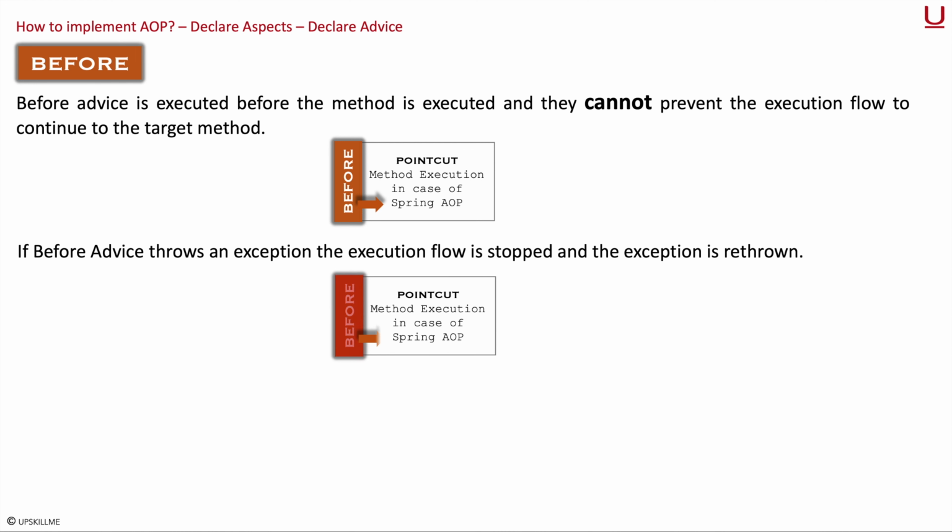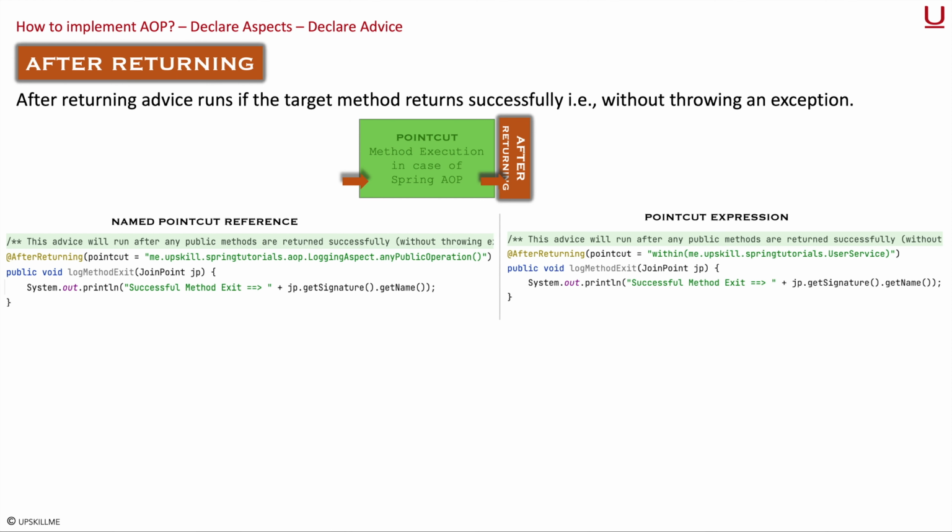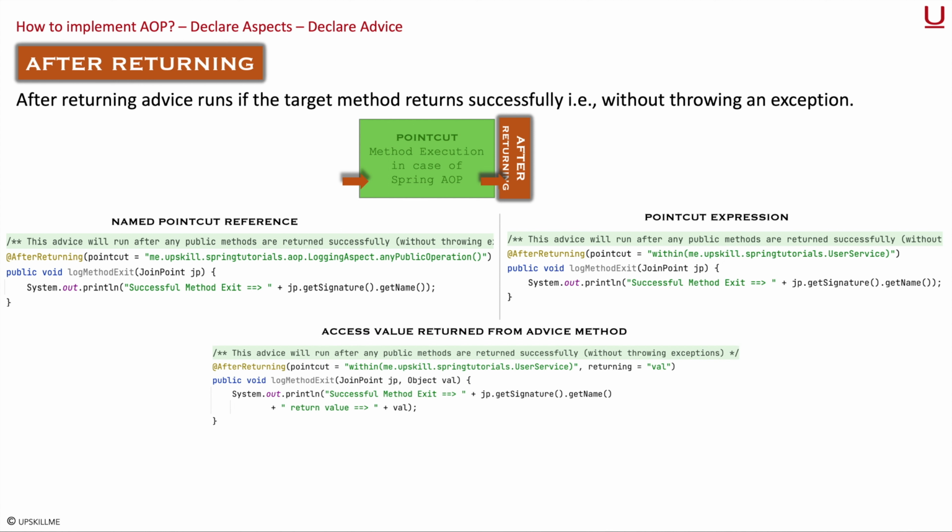After returning advice. After returning advice runs if the target method returns successfully, that is, without throwing an exception. You can declare after returning advice in an aspect by using the AfterReturning annotation. Sometimes you need access to the actual value that was returned in the advice method. You can bind the return value to your advice method by using the returning attribute on the annotation as shown in this example. The name used in the returning attribute must correspond to the name of the parameter in the advice method. After returning advice has a void return type, meaning it can't change the final value returned to the caller.